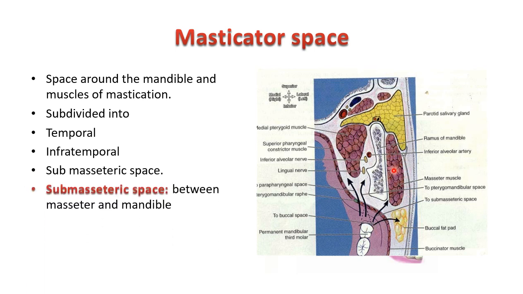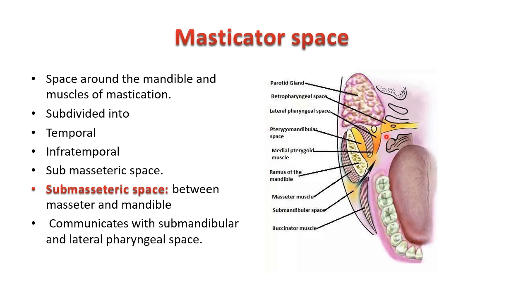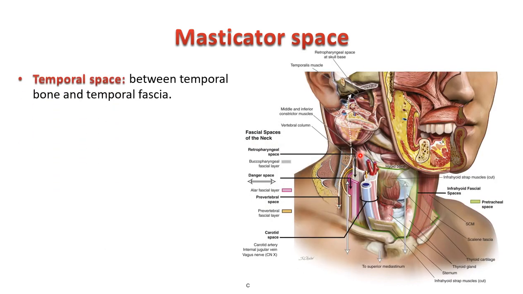Here you are able to see the submasseteric space is between the masseter and the mandible. Okay, and submasseteric space again communicates with the submandibular space. So communications from the submandibular and lateral pharyngeal space. And this is your pterygomandibular space, or also called the infratemporal space. Next is the temporal space, which is between the temporalis muscle and the temporal fascia.